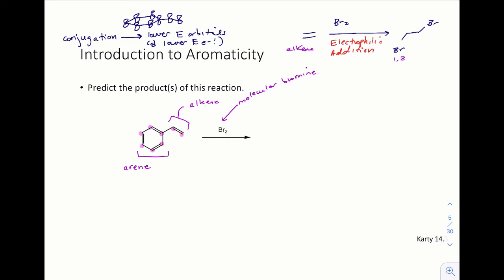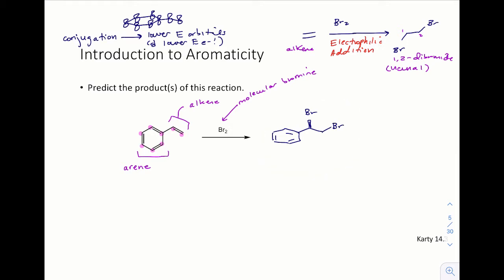So the alkene is converted to a 1,2 dibromide, also known as a vicinal dibromide. Vicinal means the two functional groups are on adjacent carbons. They are neighbors. They're in the vicinity of one another. So we might wonder, okay, does every single pi bond in this molecule react with bromine? And perhaps you know the answer. The answer is no. The aromatic ring does not react. It's only the alkene functional group that reacts.